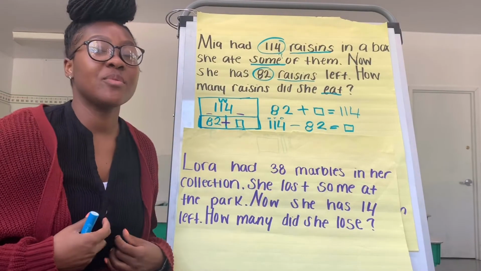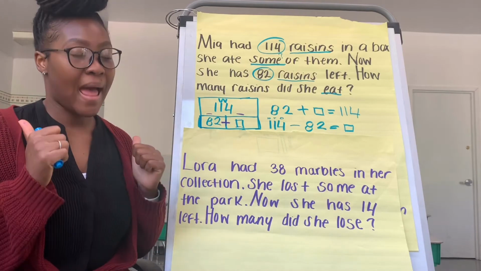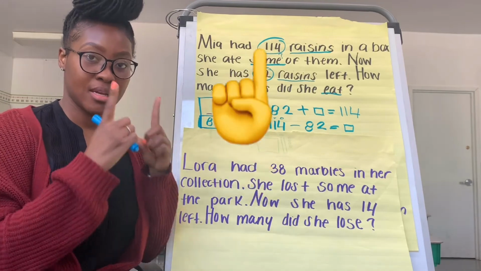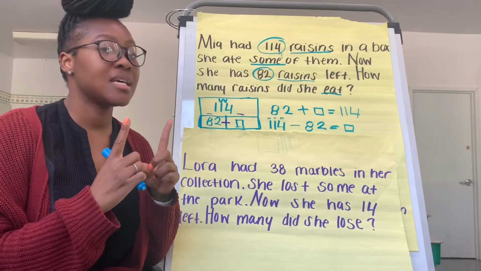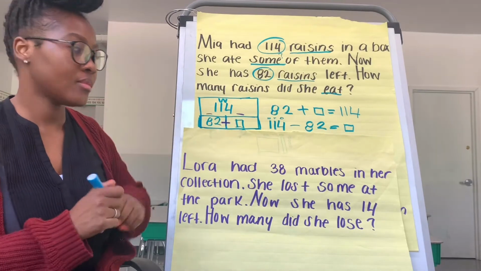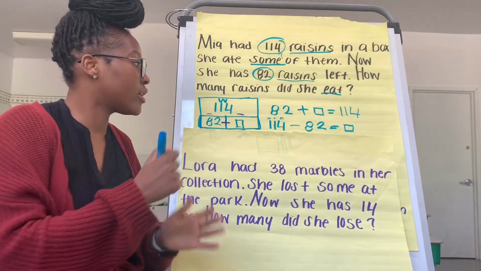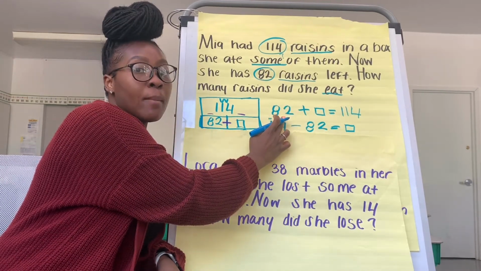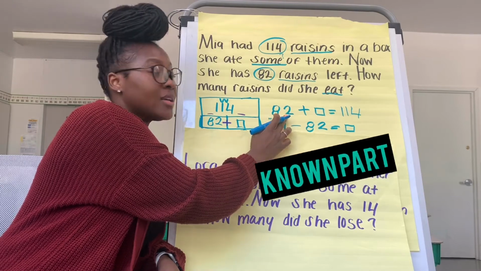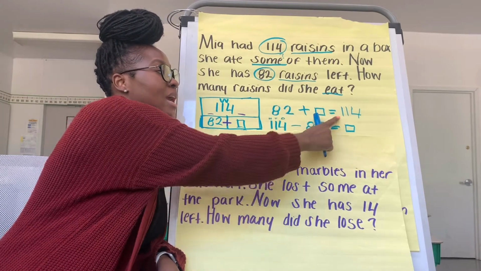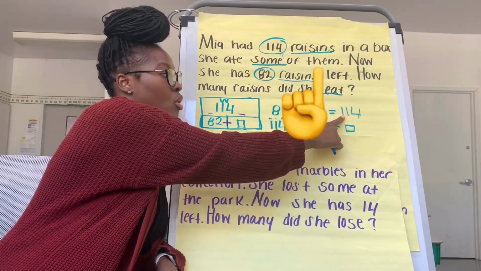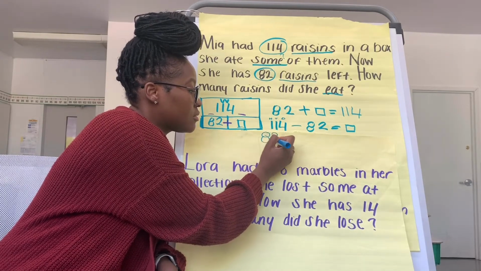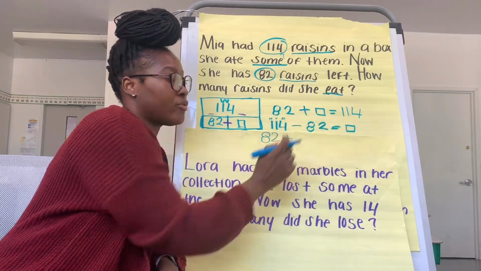Okay, so I heard some friends saying we can use count up or we can use count back. Today we're gonna practice using count up to help us find this unknown part. So we're gonna start with the known part, then we're gonna count up to the whole. When we count up, we start with the part that we already know, and then we count up to the whole. So let's start with 82. We already know 82. And then we're gonna count up till we get to 114.